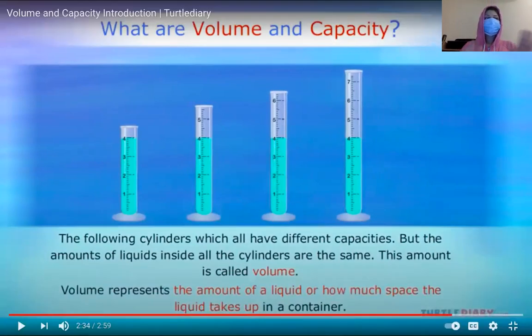Okay, so some other times, I have a very big container or a jar, but I do not fill it all. If I fill only some of it, this is called volume. So the volume of water here is 4.